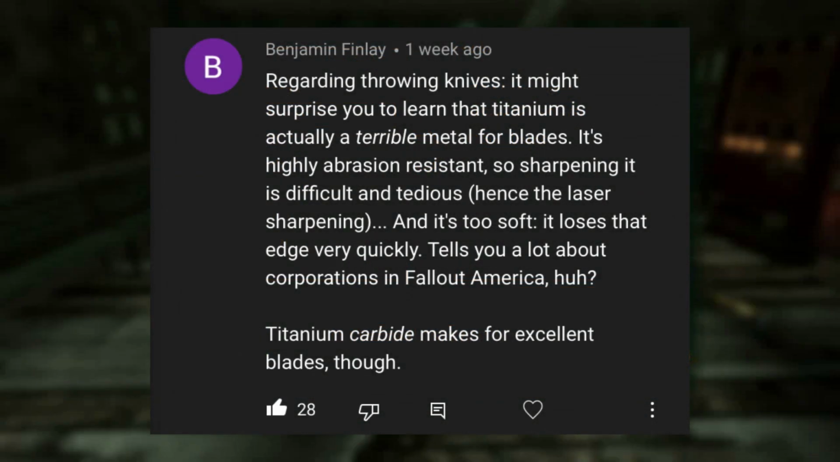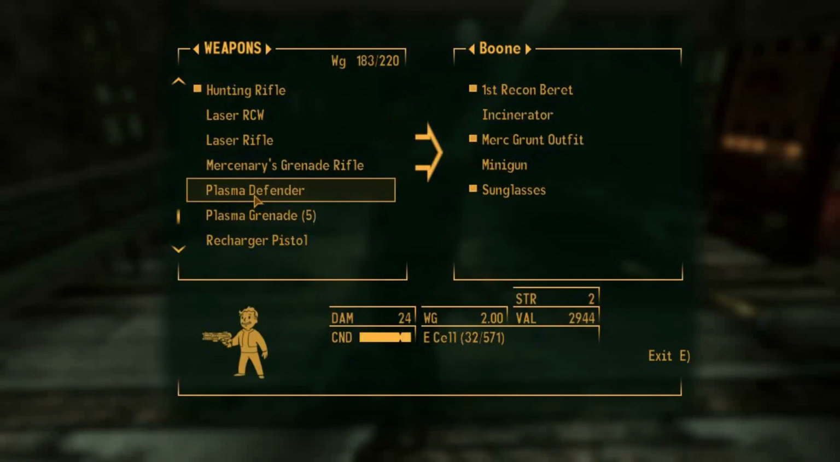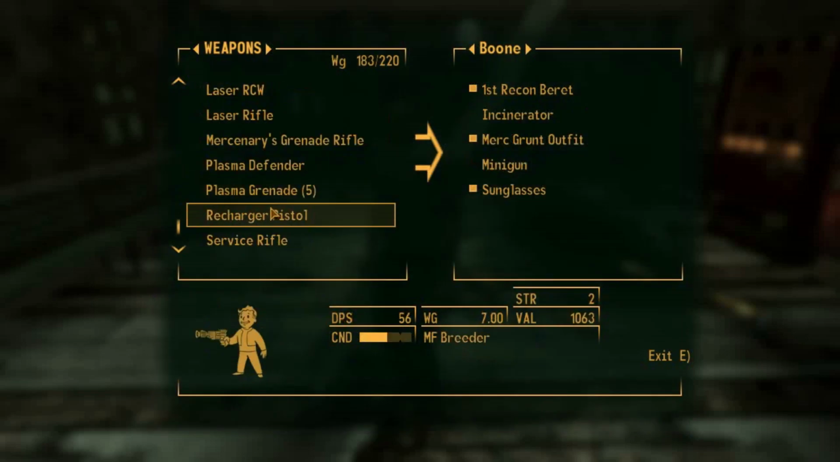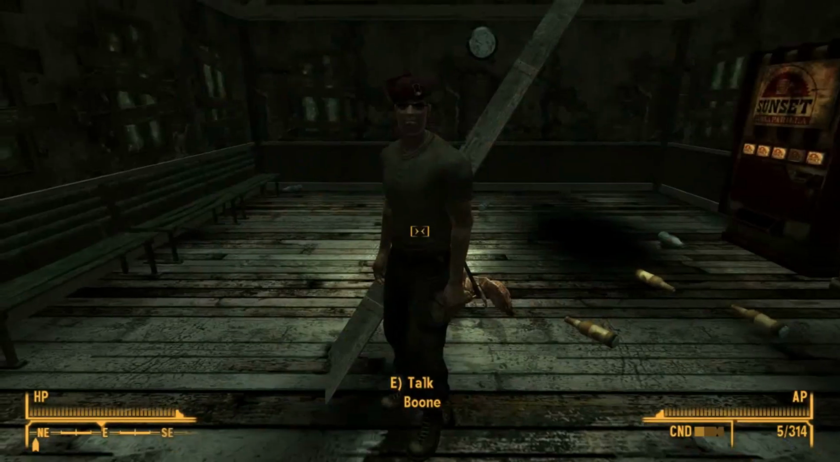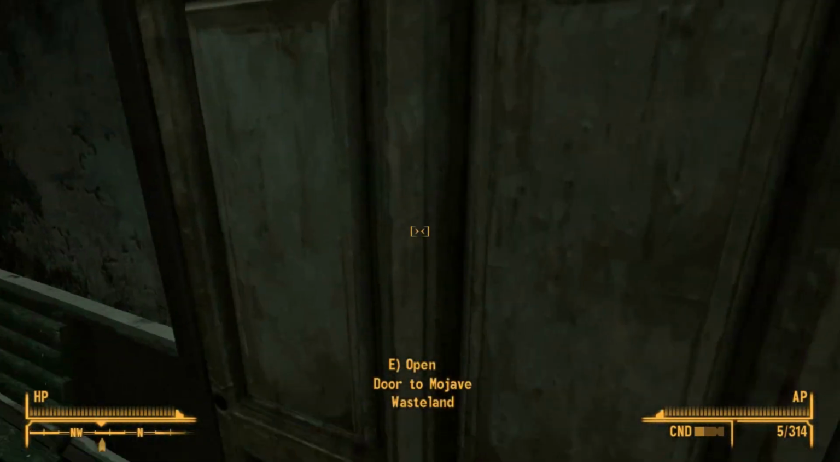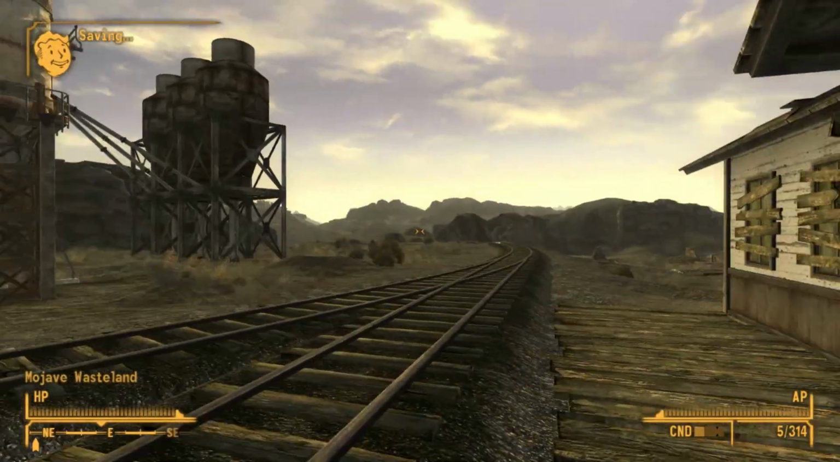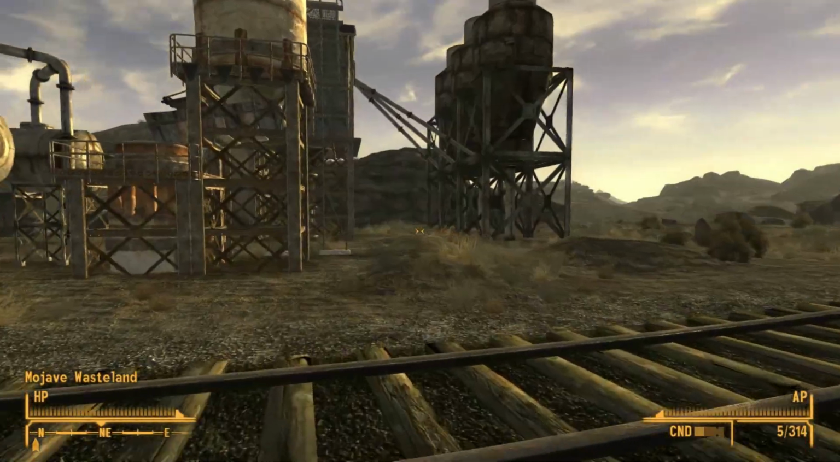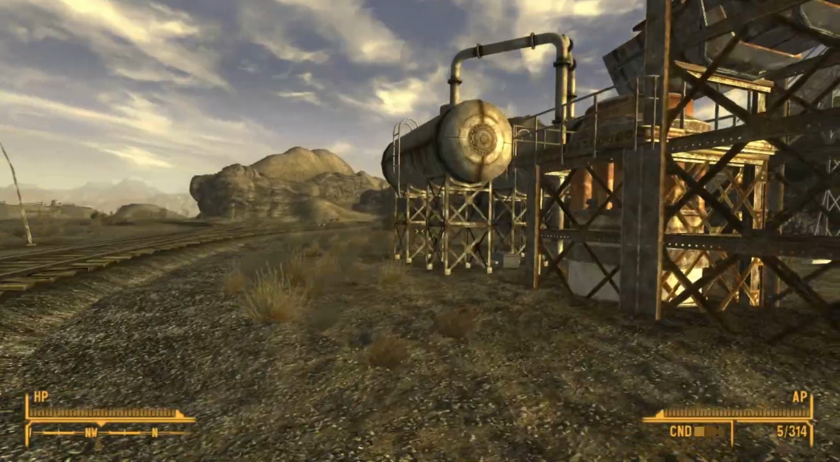Benjamin Finley dropped some knowledge by telling me that titanium is actually not a great metal for throwing knives, since titanium loses its edge quickly but is very abrasion resistant, making sharpening a difficult process. He does say that titanium carbide would make a good blade, so either the developers made an error or they really were selling titanium knives, which wouldn't be that surprising for pre-war America.